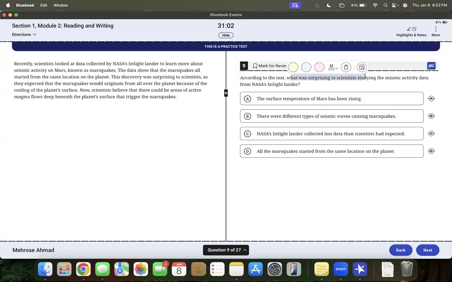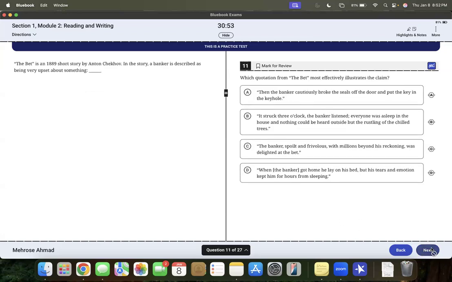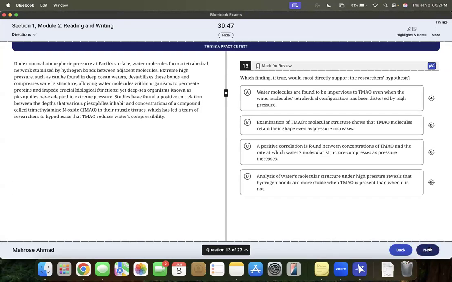This is a specific detail question. What was surprising to scientists studying the seismic activity? This just requires close reading. We've done questions like these already. Data from the table, we've done questions like these already. Quotation from the text illustrates this claim. We just did a question like this.